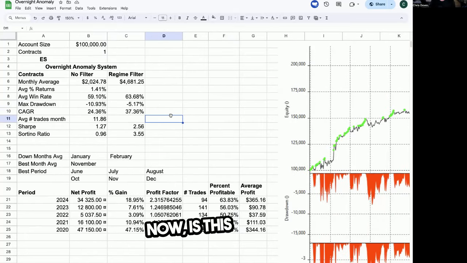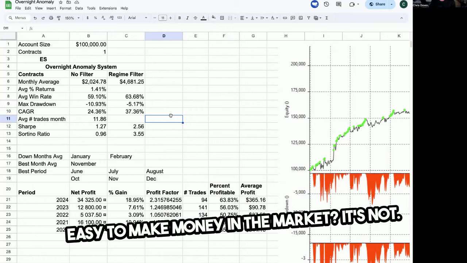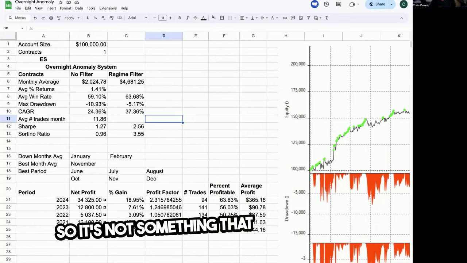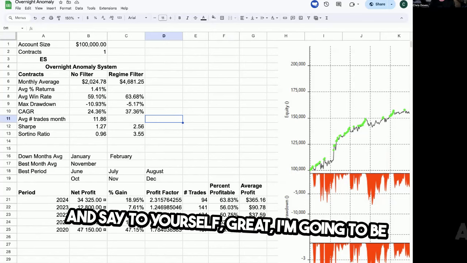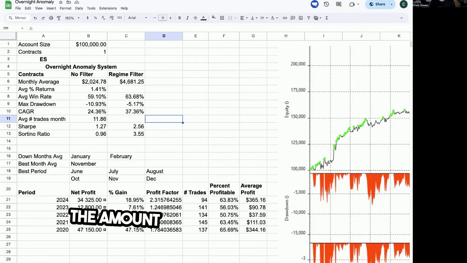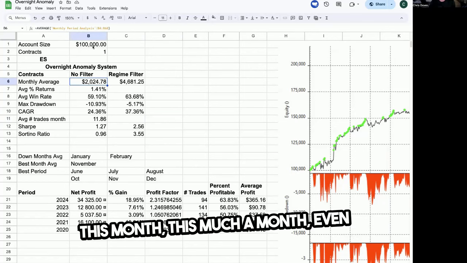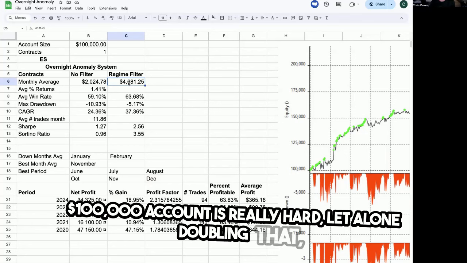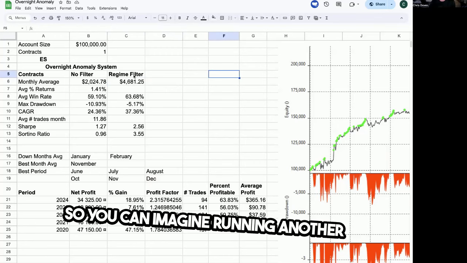Now, does this work? It does. Do you think it's going to be easy to make money in the market? It's not. 90% of people trading fail. So it's not something you can just go out and say to yourself, "Great, I'm going to be a trader. Here's $100,000 and I'm going to be awesome." The amount of effort it takes to make this much a month, even on a $100,000 account, is really hard, let alone doubling that, let alone running two, three, four.